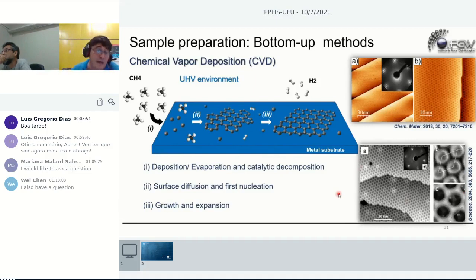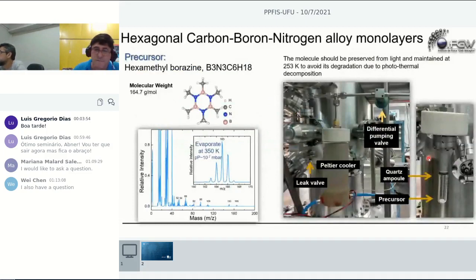Is this the same way to grow hBN, hexagonal boron nitride, on a surface? The same strategy. This is a very famous work in the literature. And we said, okay, let's try to use our molecule. This is the instrumentation. We needed to connect it to put the precursor that is here.